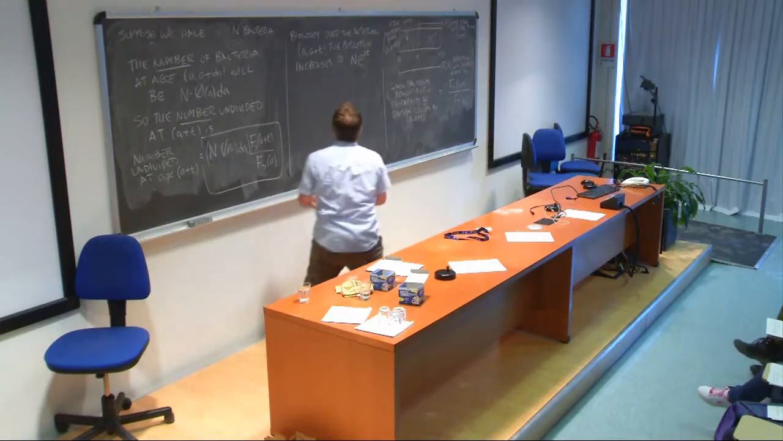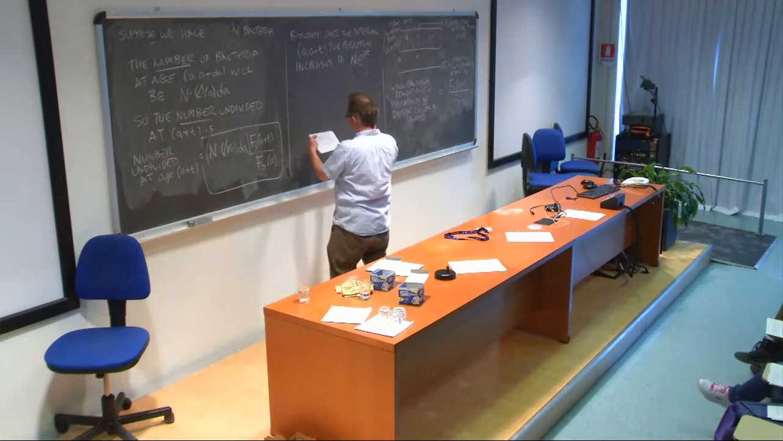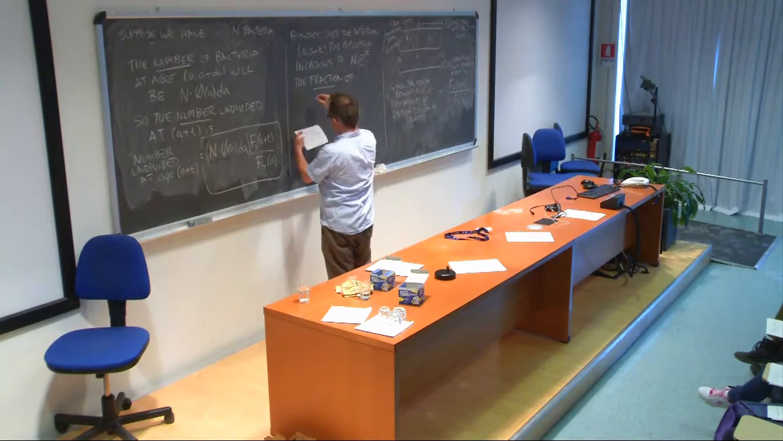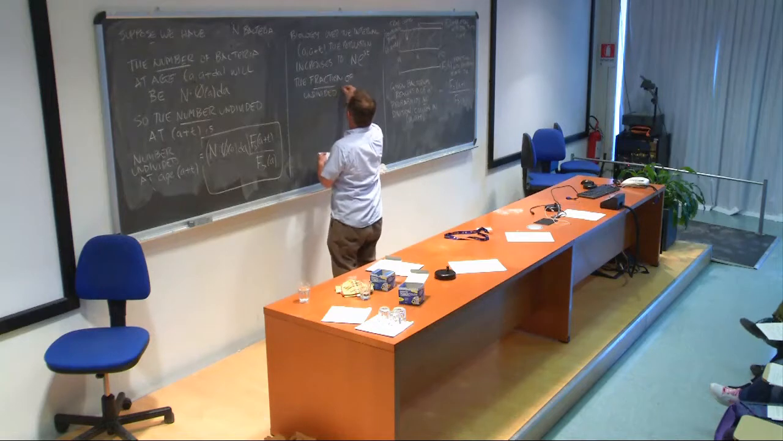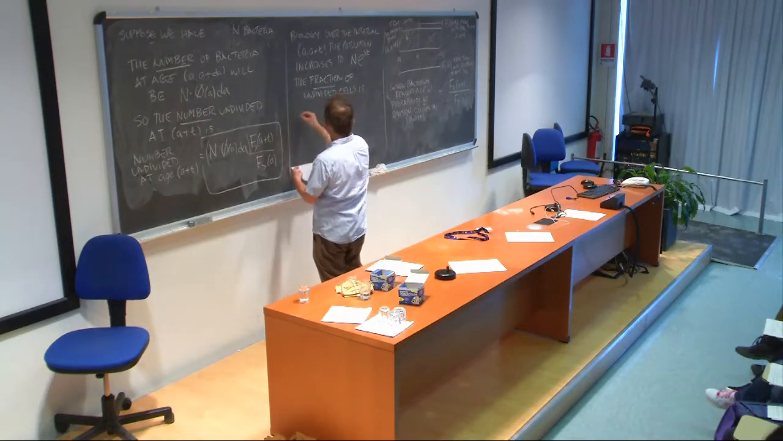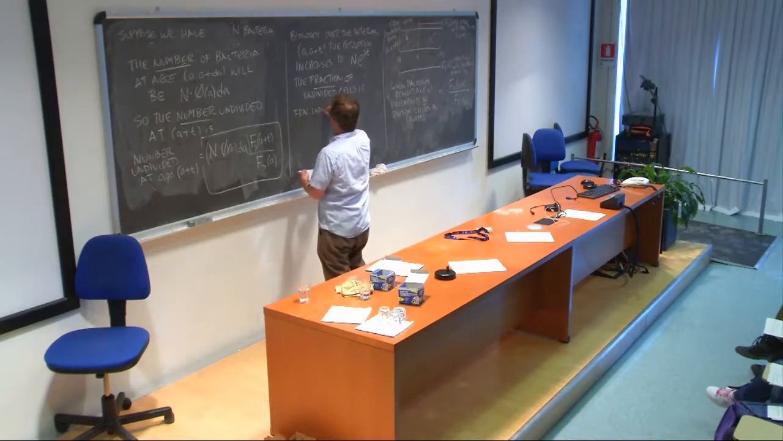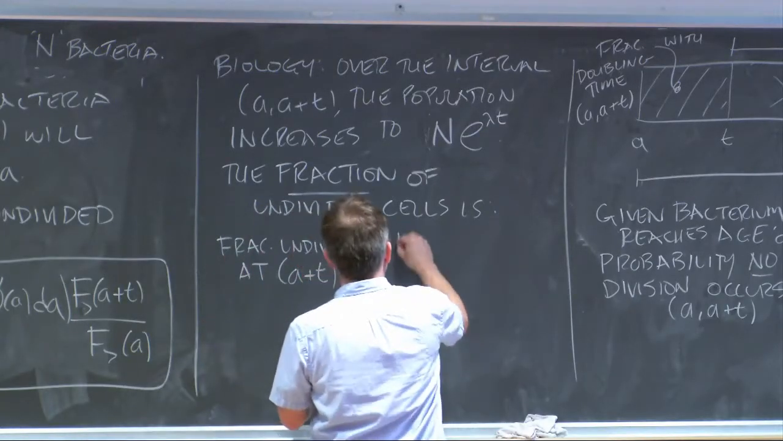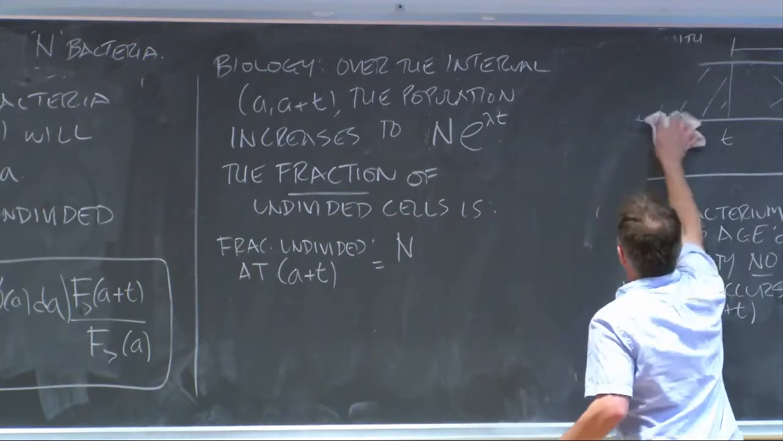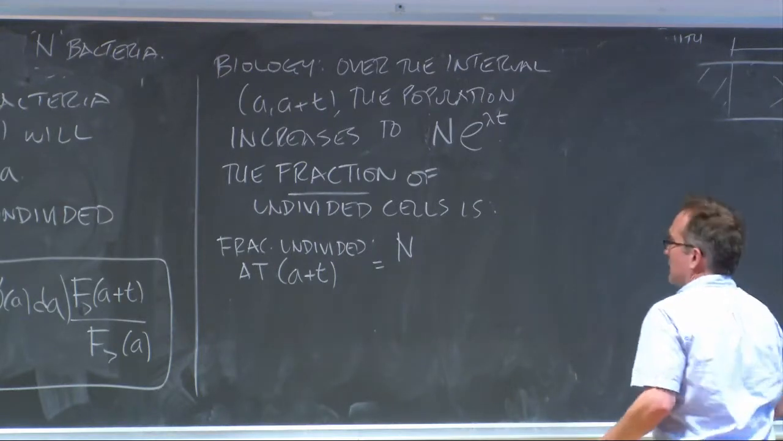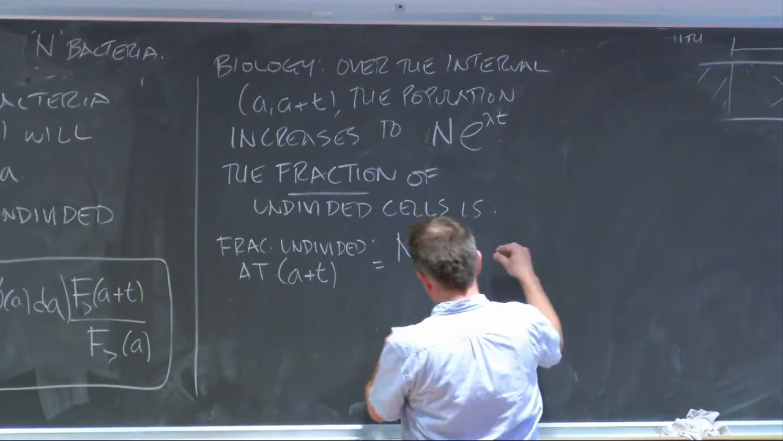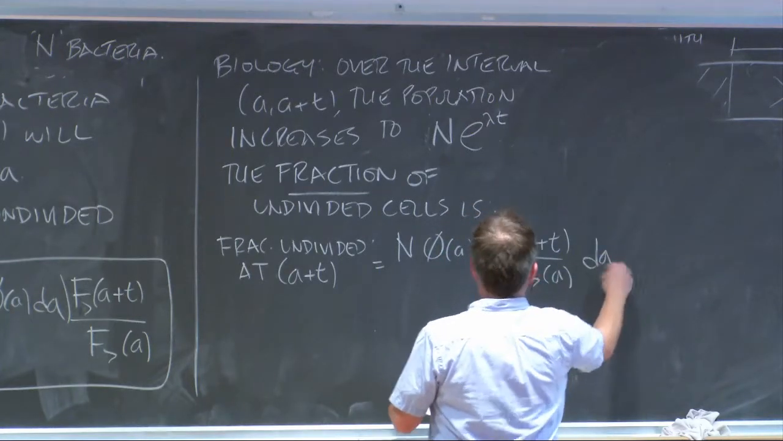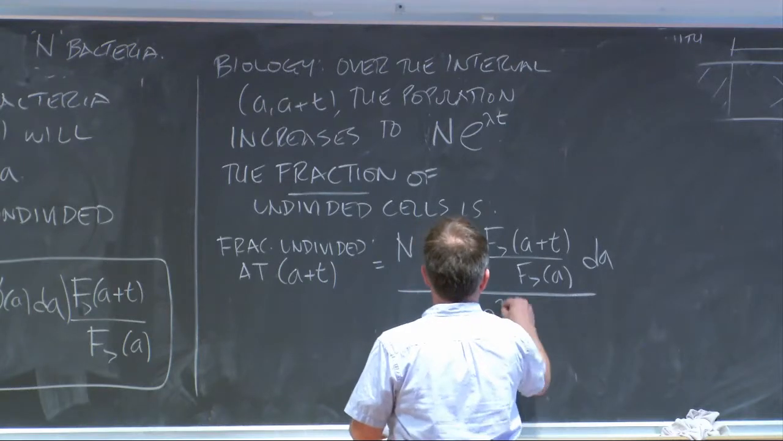Okay. So then if we want to look at, let me go one more step and then let's talk about it. So then the fraction of undivided cells is the following. It will be then fraction undivided at A plus T will be this big mess. And then let's talk about it. Phi A, F greater than A plus T, F greater than A, dA divided by n e to the lambda t.